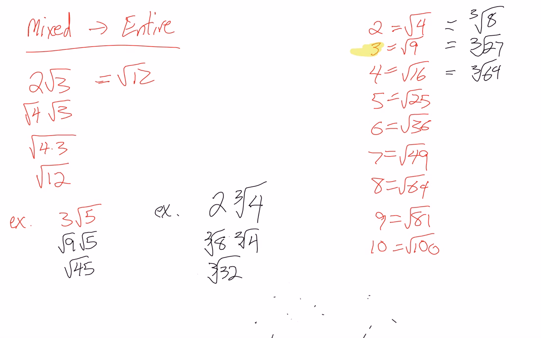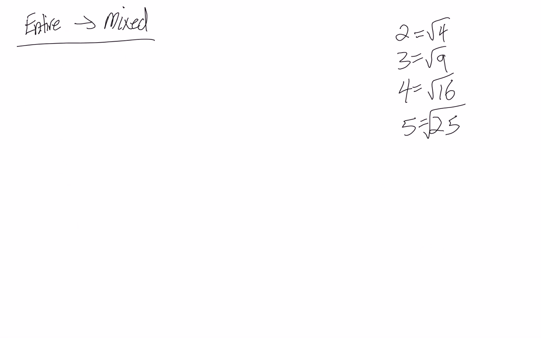So with square roots, you just use the square root column. With cube roots, you use the cube root column, but the process is exactly the same. We just choose a different set of numbers when we change the whole numbers. Okay, so let's go back to changing from entire to mixed. These are the ones that are a little bit more difficult, but it's the same process, we're just going backwards.